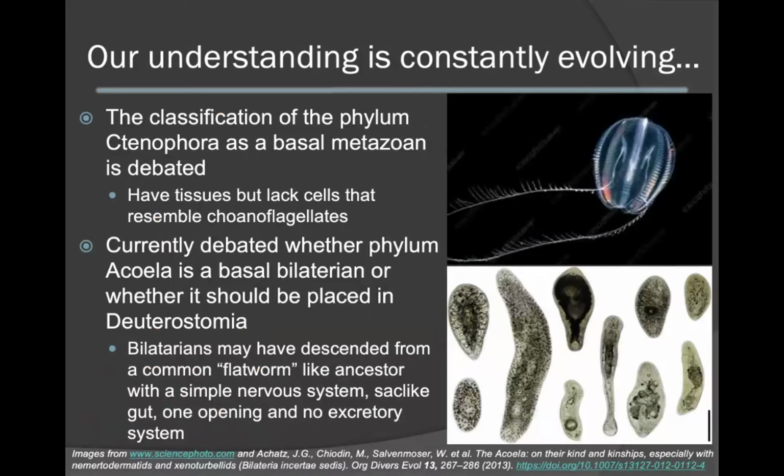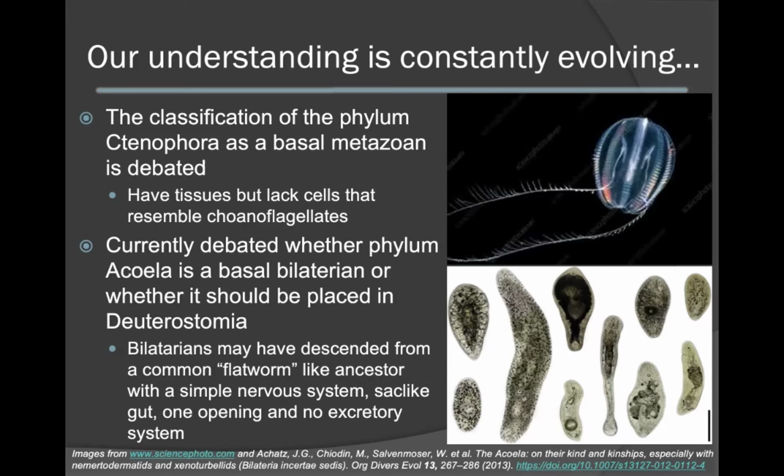It is currently debated whether or not the ctenophores are considered to be a basal metazoan. This is because they have metazoan characteristics. However, they lack cells that resemble the choanoflagellates that we commonly see in the sponges. It is also debated whether the phylum Acoela, which contains the acoelomates, is considered to be a basal bilaterian or whether or not it should be placed in with the rest of the deuterostomes.